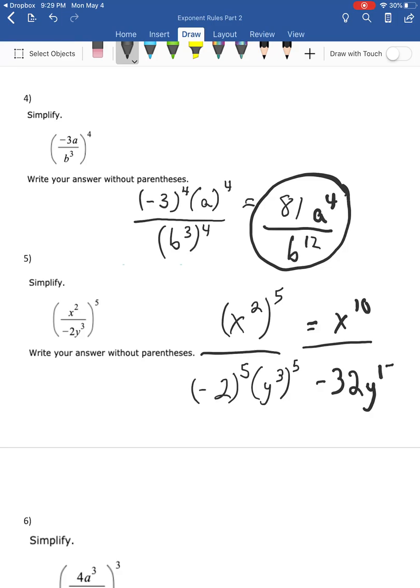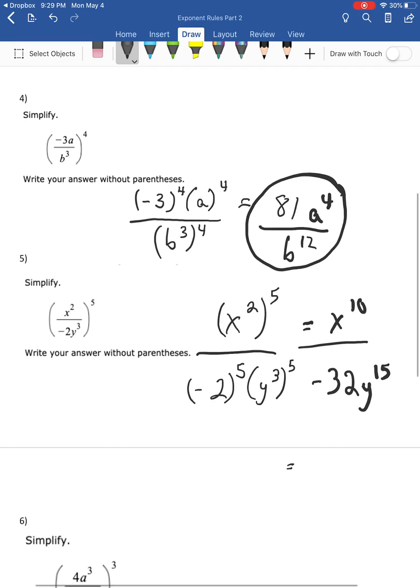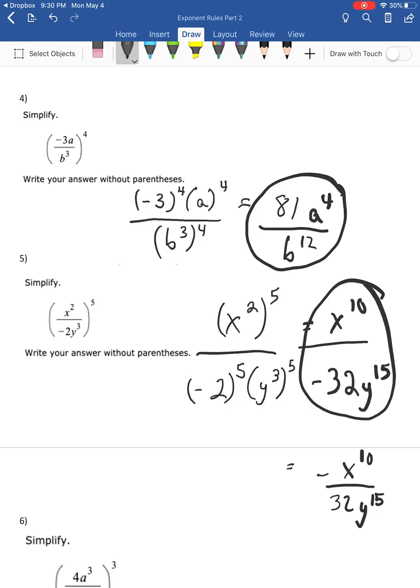y to the 15th. And when we have a negative anywhere in the fraction, it's customary to just bring it to the front. So this is okay, but a better way to write it, negative x to the 10th over 32 y to the 15th. Okay, but this is an acceptable answer as well.